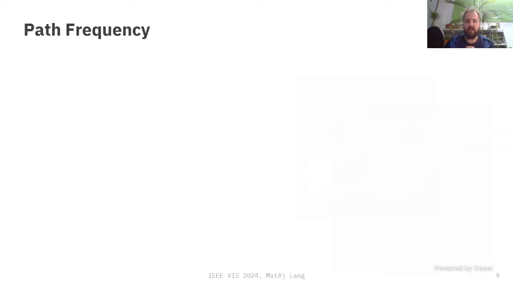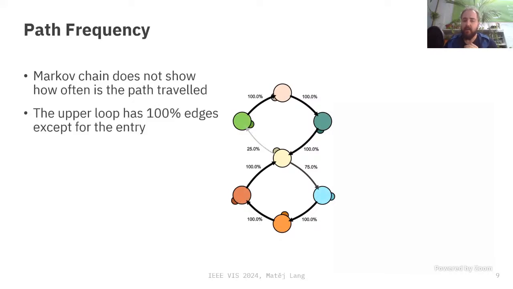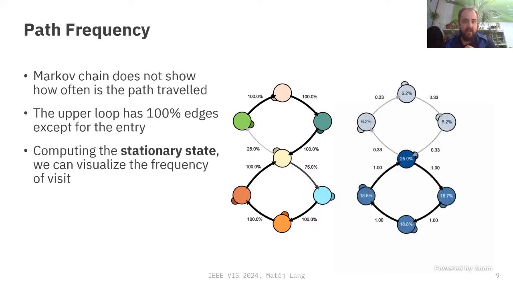There is one quirk that shows in the Markov chain. You can see it here in the image. The upper loop has the majority of the edges at 100% probability of going through, which creates a visual bias, and it looks like this path is much more used. However, we can overcome this issue by computing what's called the stationary state. This type of visualization now shows the real frequency, how often the guard goes through this path, which now shows the path correctly.